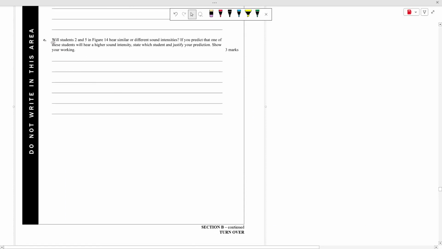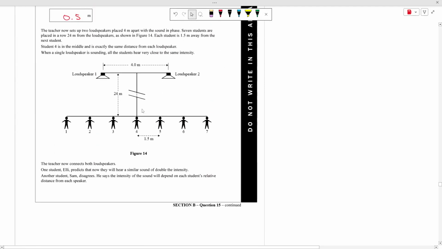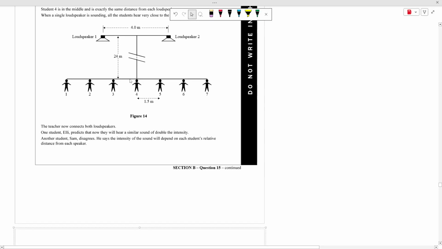Move on. Part C, will students 2 and 5 in figure 14 hear similar or different sound intensities? If you predict that one of these students will hear a higher sound intensity, state which student and justify your prediction. Show your working. Okay, now, the first time I think I ever saw this question, it didn't click to me that there was an easy way to do it. What I actually did was I said, okay, let's use a whole bunch of trigonometry to work out how far this student is from speaker 1, how far away they are from speaker 2, look at the path difference, figure out what the path difference is saying. Is it going to be a node or an antinode? Then do the same thing for student 5.